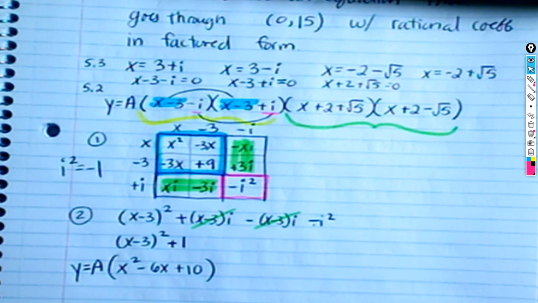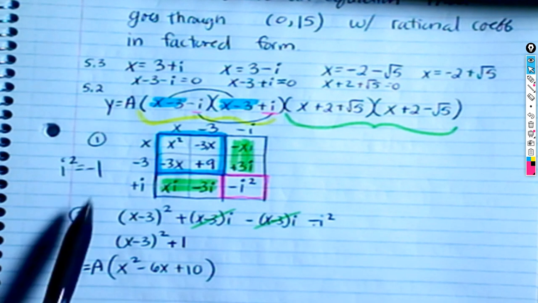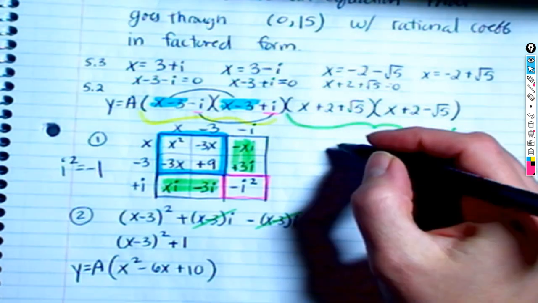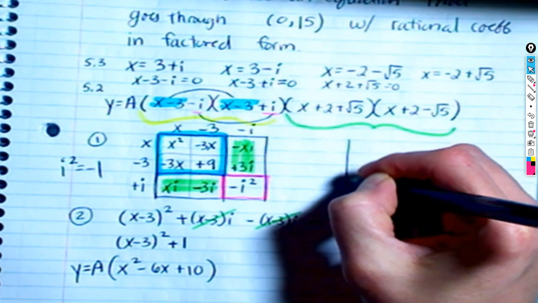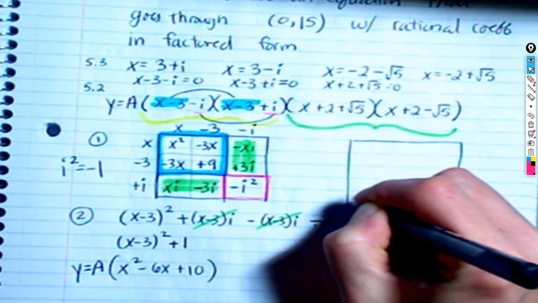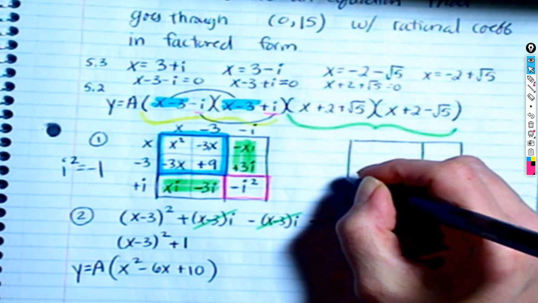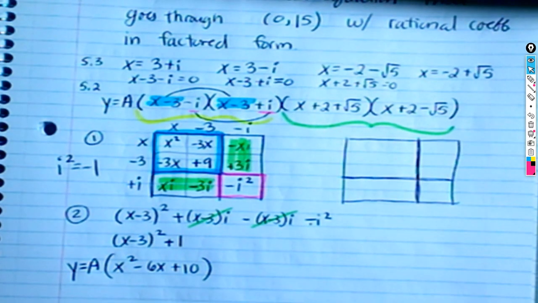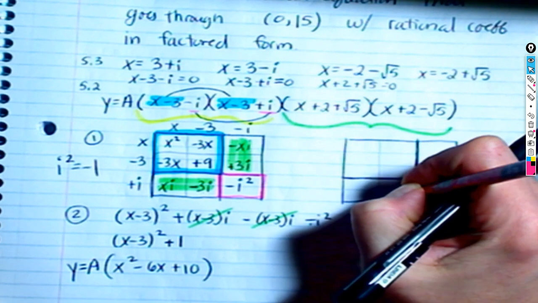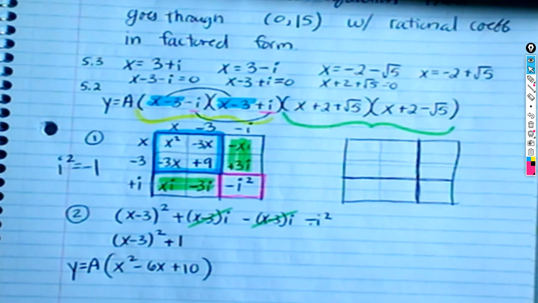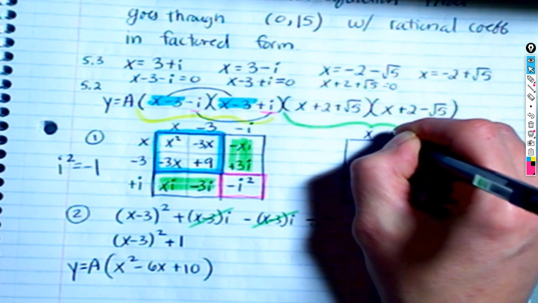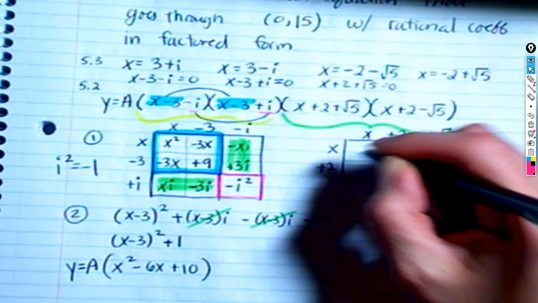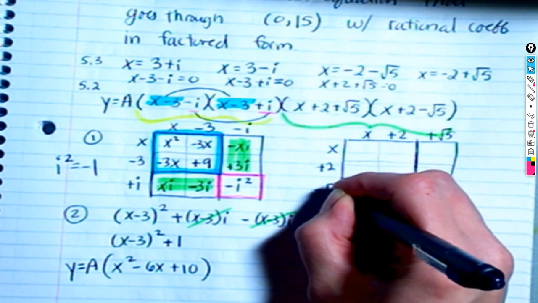You could distribute, but you should be able to confidently pick one of these two methods to end up with this trinomial. Luckily, this method works with any roots. I like to compensate here, darken that in, because it helps me a little bit. Okay, let's line it up. X positive 2 positive root 5, X positive 2 minus root 5.